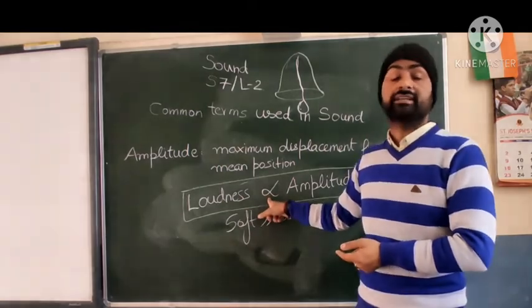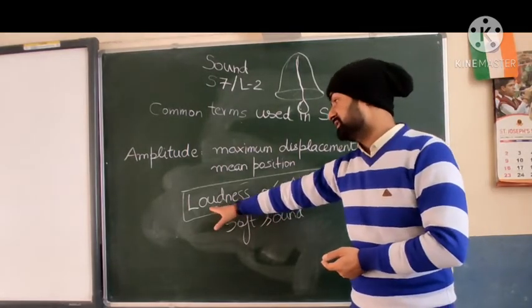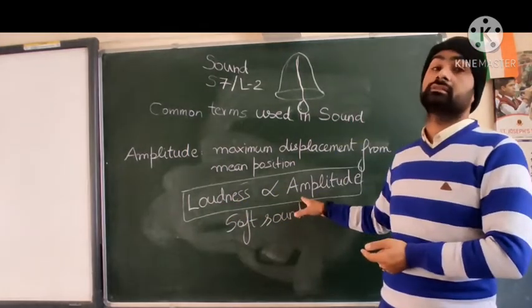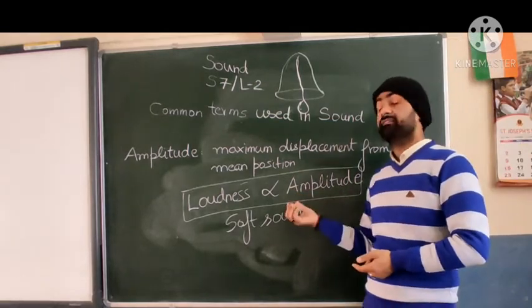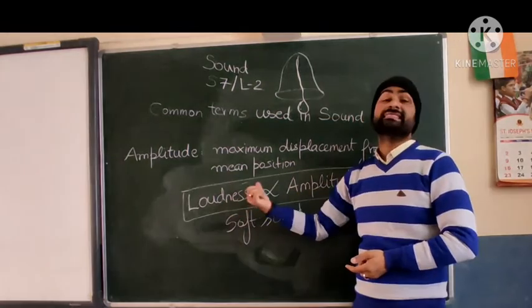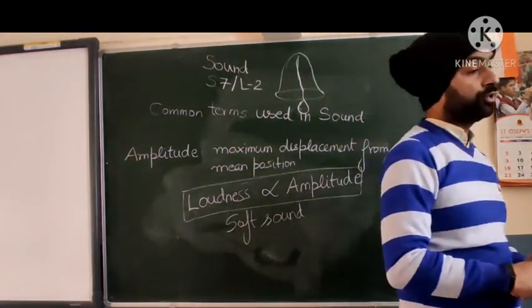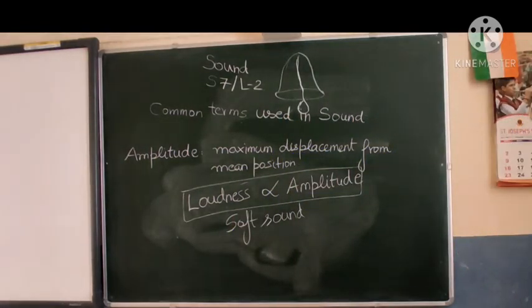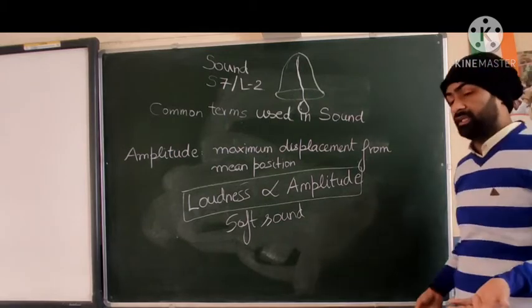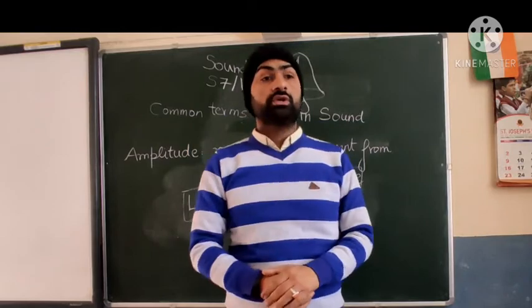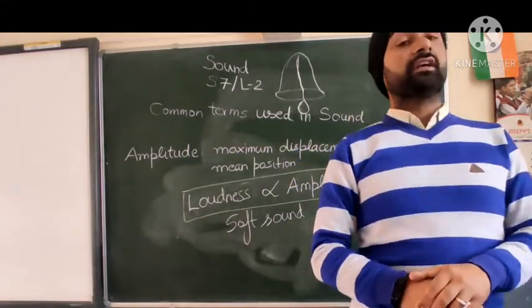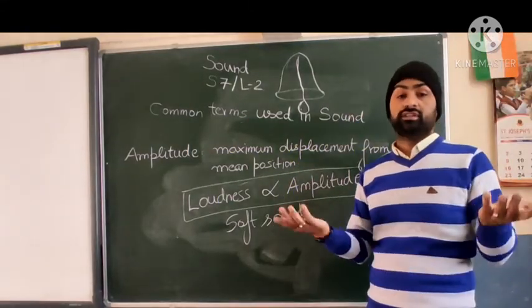Proportional means this is directly proportional. As much is the loudness, that much amplitude must be there. In fact, we can say loudness is dependent on the amplitude of sound. So how much is the amplitude, that will decide how much is the loudness. So that is why they are saying larger the amplitude, more the loudness. So if the drum is hit softly, then less amplitude, loudness is less. If the drum is hit hard, then loudness is more.